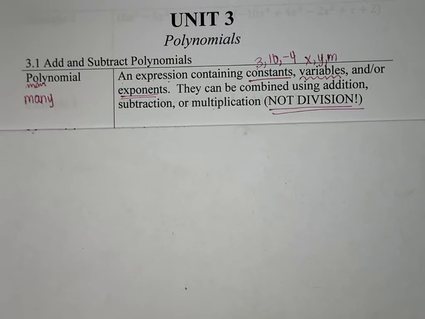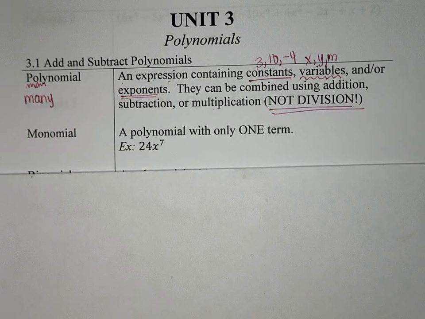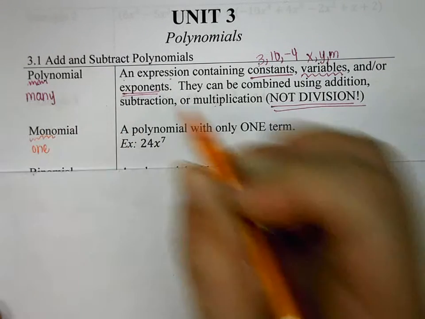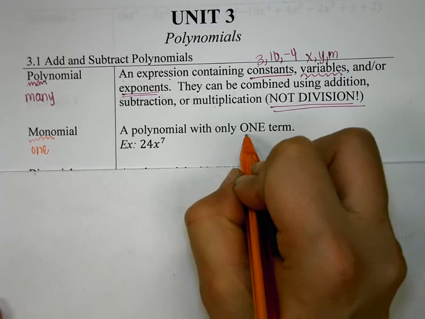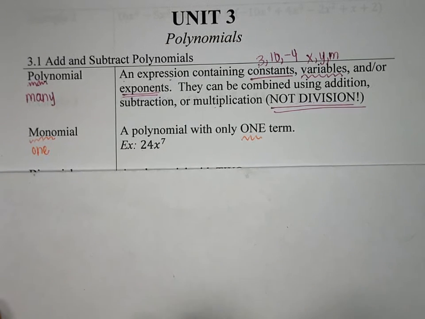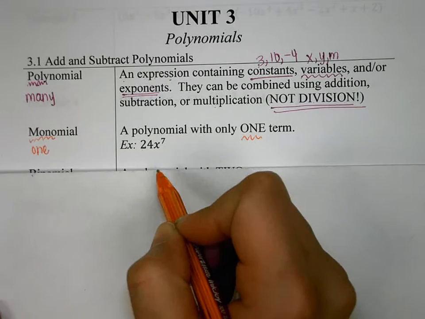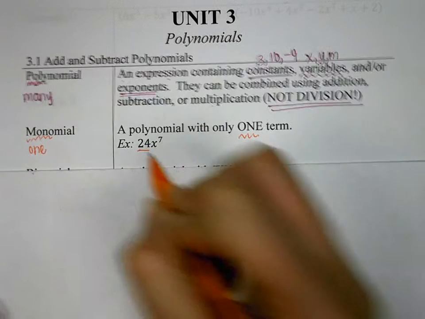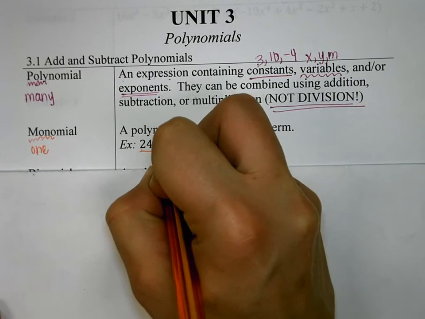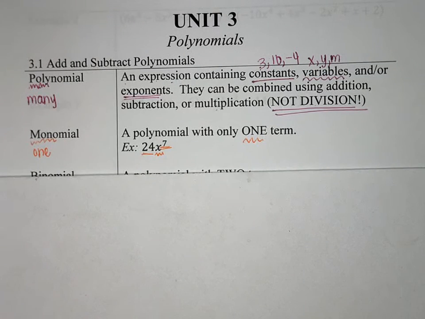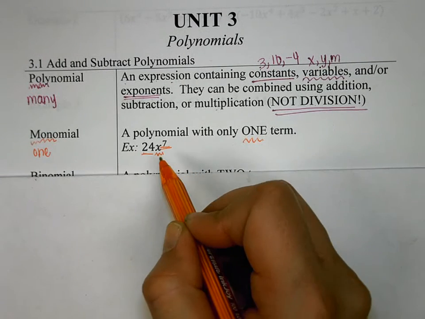So if we have a polynomial with only one term, that's called a monomial. And you know that mono means one, so it's a polynomial with only one term. An example of that would be 24x to the 7th. Now 24x to the 7th does contain a lot of different parts. It has a constant 24, it has a variable, and it also has an exponent. But because they're all together in one little package, that makes it one single term.